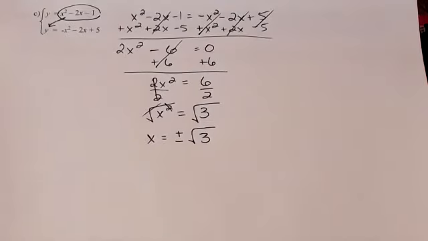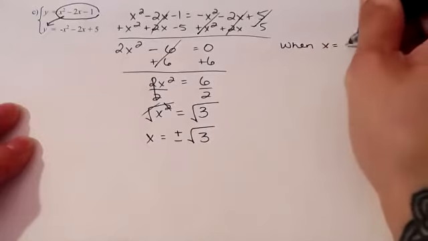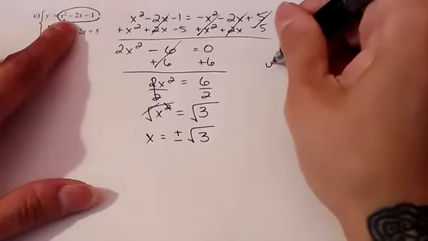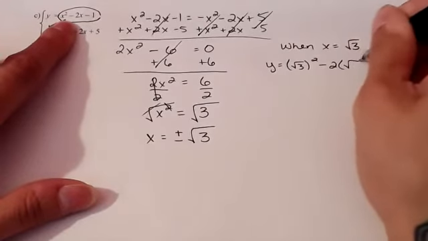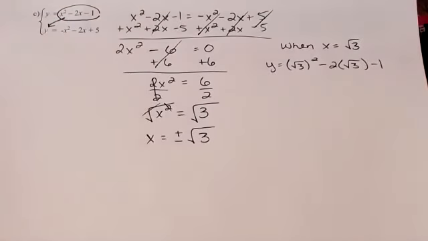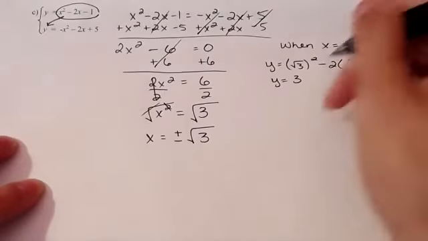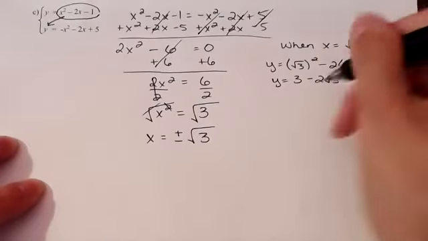All right. In this case, we are still going to plug into one of our original equations. It just might take a little bit more time. So we're going to plug in x is equal to positive square root of 3, and I'm going to punch this into my first equation. So we have y is equal to the square root of 3 squared minus 2 times the square root of 3 minus 1. Well, the square root of 3 squared is just 3. Negative 2 times square root of 3 is a negative 2 square root of 3. And then we have minus 1. 3 take away 1 is 2.